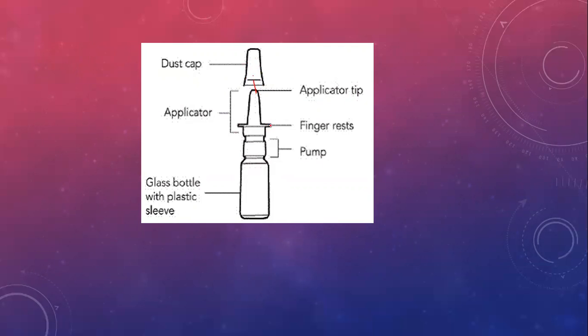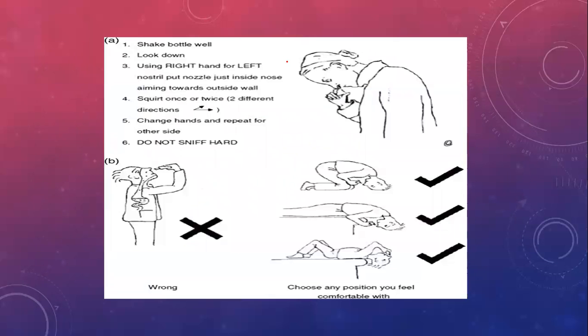This is the finger rest. So on these 2 points, the fingers, that is index and middle fingers, can be placed. Then this is the pump, and this is the glass bottle with plastic sleeve. Okay, this area can be collectively called the applicator. In this portion, the medicine is present, and by pressing this pump, you can deliver this medication.